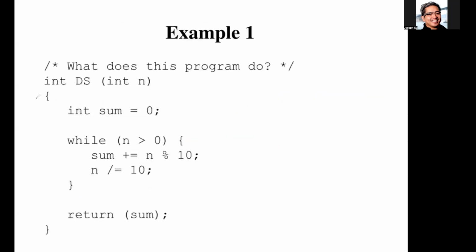This is a very simple example of a function with a while loop sitting inside of it. Whatever this function is for, it takes an integer parameter, starting with the summation equals 0. This is to be returned at the very end.